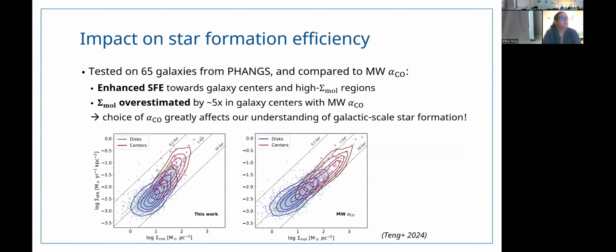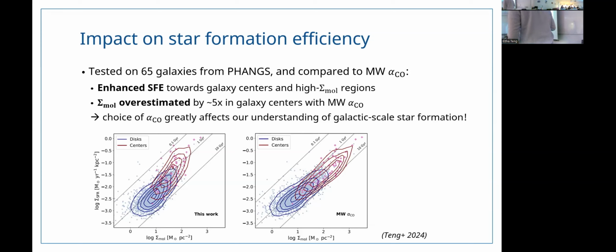And finally, we want to investigate how the alpha CO variation would impact our knowledge on star formation efficiency. So we apply our prescription to 65 galaxies from the PHANGS data set, and we want to see how the derived Kennicutt-Schmidt relation would differ from using a Milky Way alpha CO.